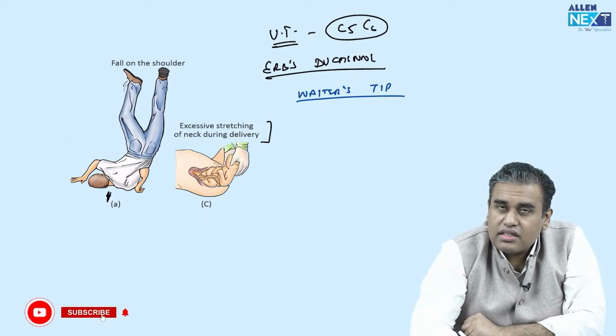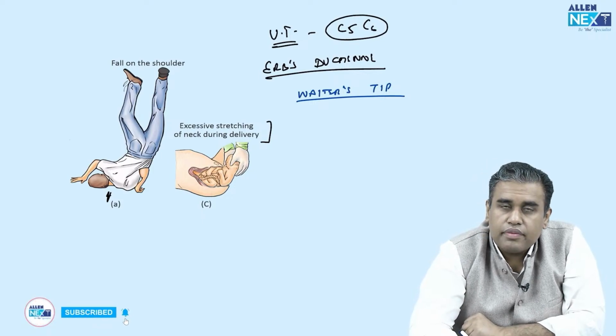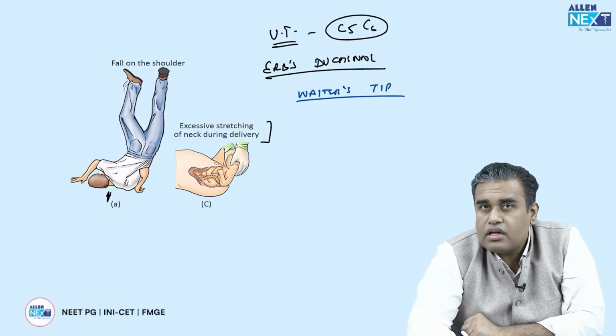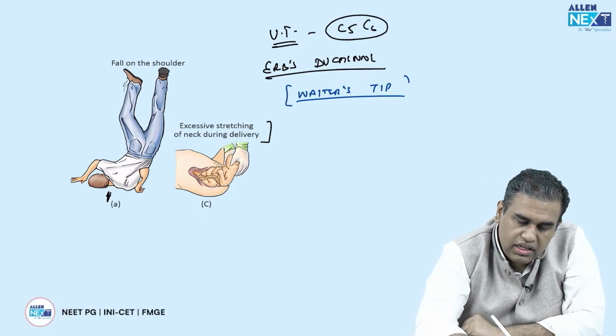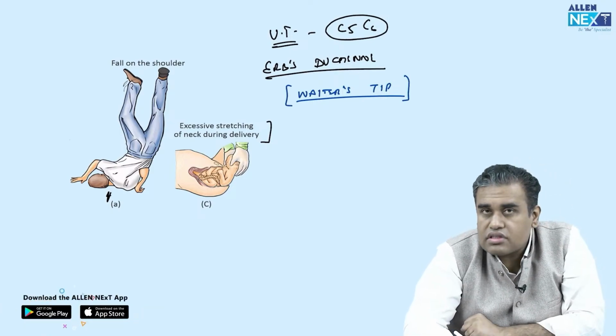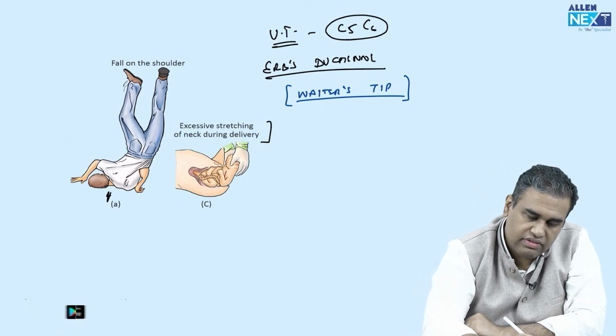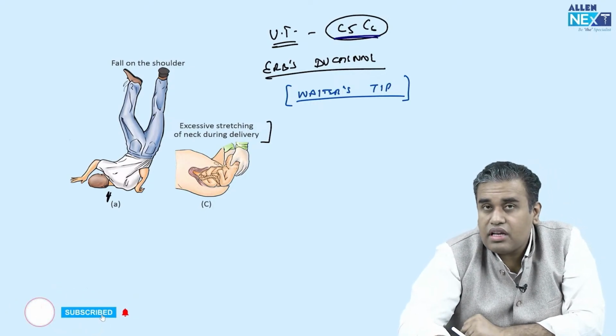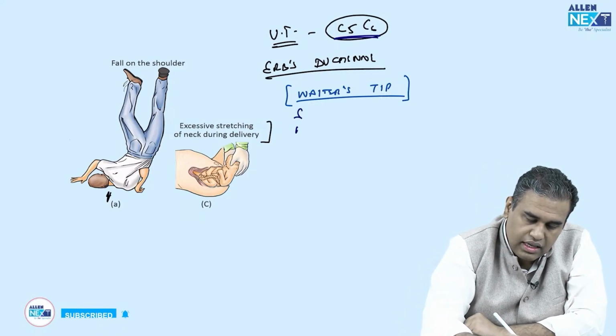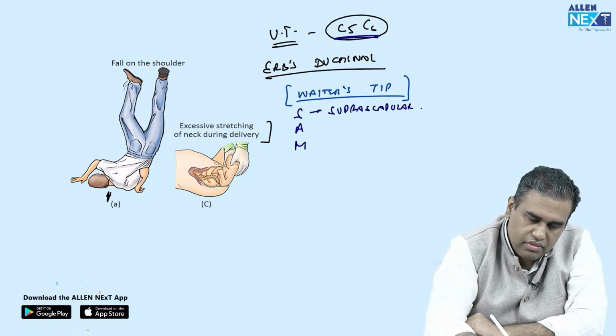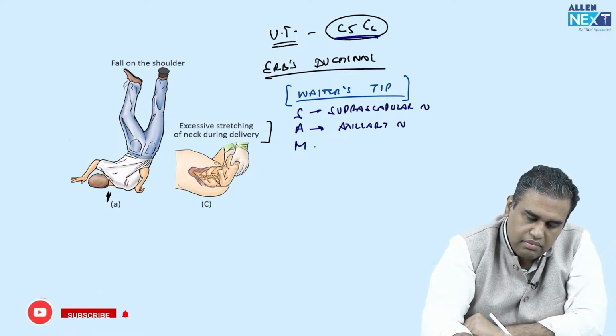The question they might ask is, in a Waiter's tip deformity, the attitude is due to paralysis of which nerves? Mainly which nerves are involved over here? You will say, sorry, it is C5, C6. But fine, they are asking you which nerves are mainly involved. Remember the mnemonic SAM over here. S refers to the suprascapular nerve. A refers to the axillary nerve. And M is not median, it is musculocutaneous.